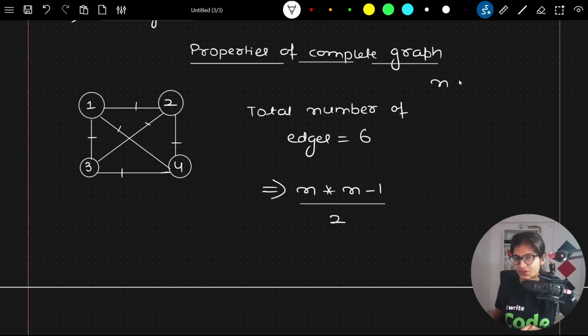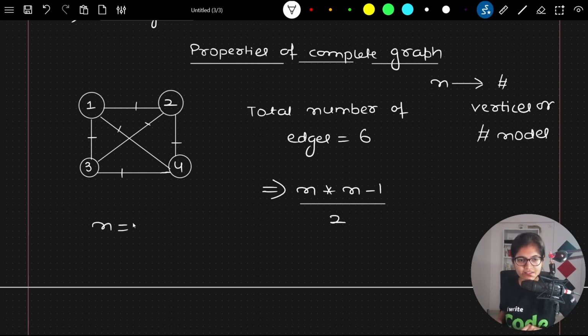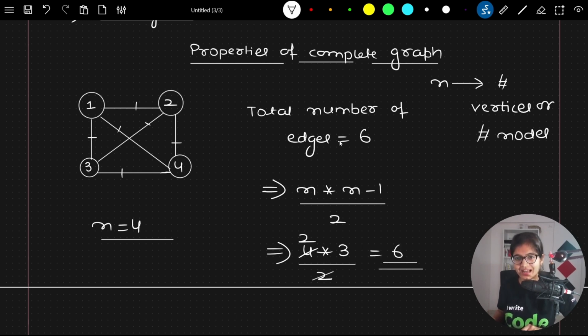Where n indicates the number of vertices, or the number of nodes. So how many nodes do we have in this case? It will be 4. So it will be 4 multiplied by 4 minus 1, which is 3, divided by 2. So it will be equal to 12 divided by 2, which is 6. And that's where 6 is coming into the picture. By the way, what is n into n minus 1? What is n into n minus 1?